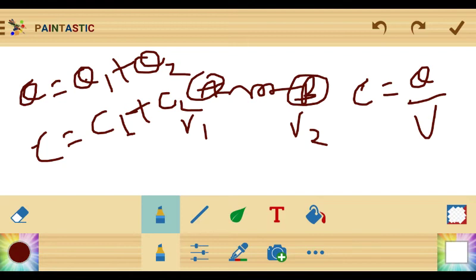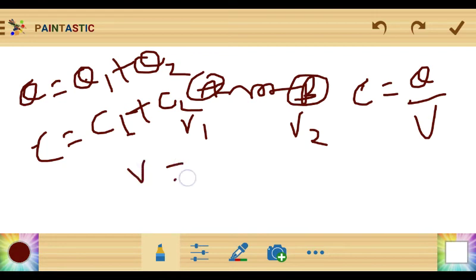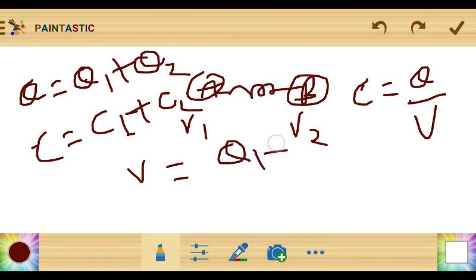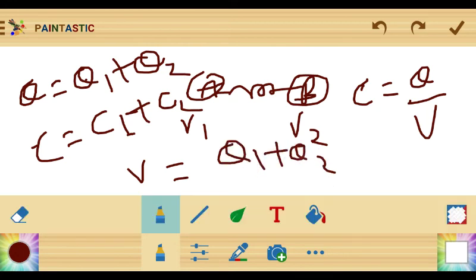So the total potential now, because both are connected, both become one. So the potential will be the total charge upon the total capacitance. Total charge is simply Q1 plus Q2. So this is the net potential once both the conductors are joined. Okay, remember V is equal to Q1 plus Q2 upon C1 plus C2.